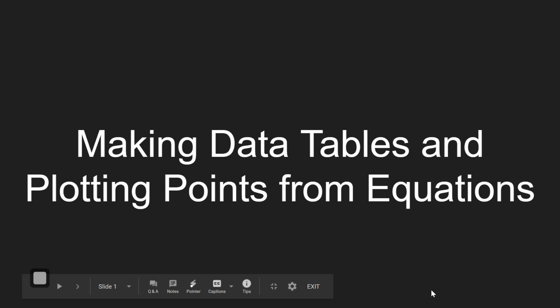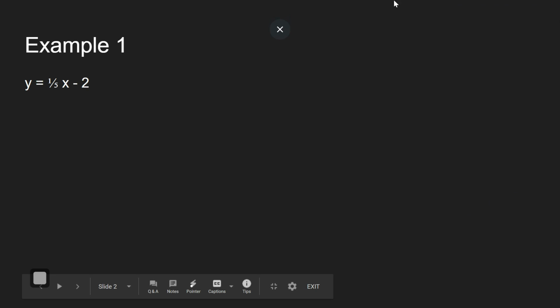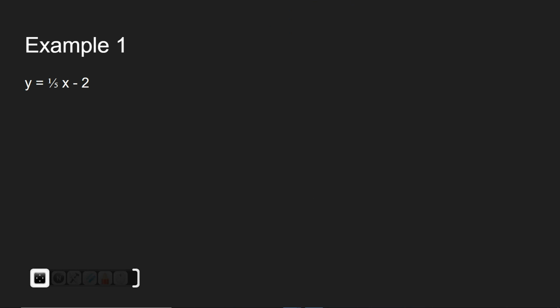In this video, we'll learn how to make data tables and sketch graphs from equations. In our first example, we're going to have y is equal to 1/5 x minus 2. It's important to remember that y is our dependent variable. This 1/5 here is our slope, or m. X is our independent variable. And -2 is going to be our y-intercept.